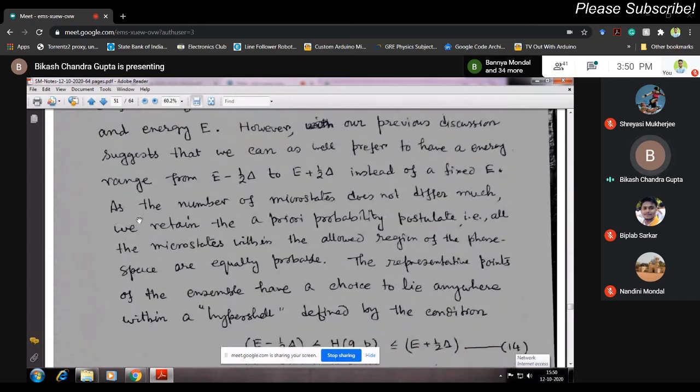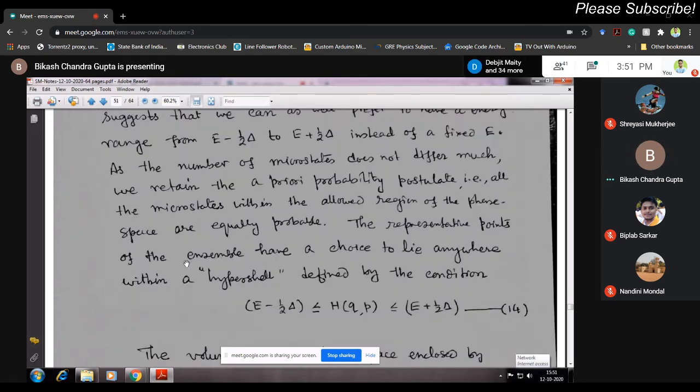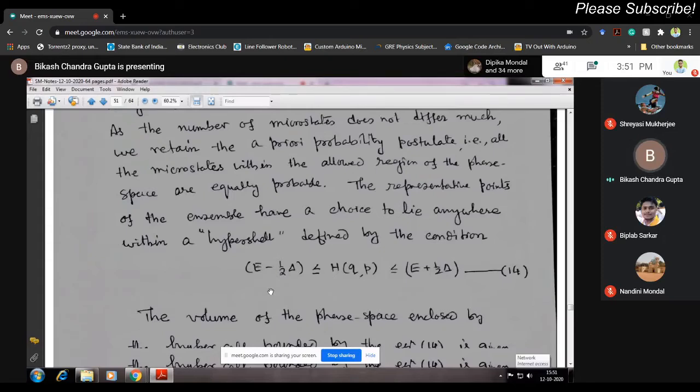Now, as the number of microstates does not differ much, we retain the a priori probability postulate, that is, all the microstates within the allowed region of the phase space are equally probable. Then the representative points of the ensemble have a choice to lie anywhere within the hypercell that I was talking about. As I said, the allowed region of phase space should be bounded by this, and therefore that will correspond to the hypercell. So in the hypercell, all the representative points are equally probable. We adhere to that condition.